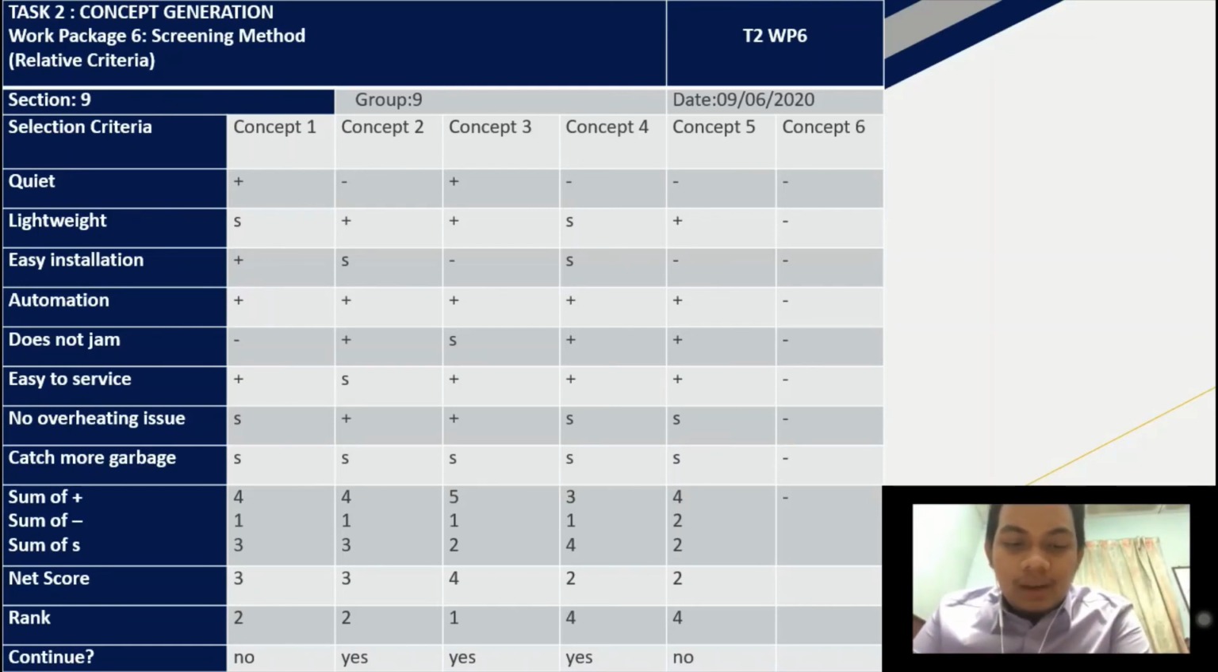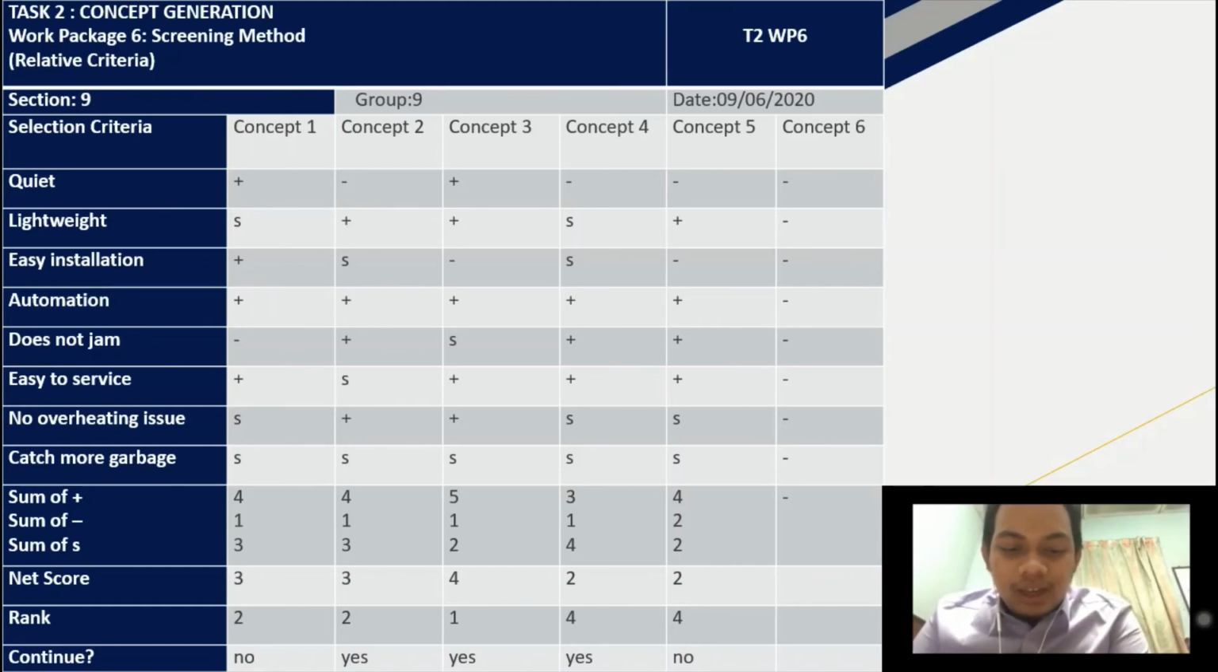And last, for the criteria does not jam, we see that concept 1 is negative, concept 2 is S, concept 3 is positive, and concept 4 is positive, and also concept 5 is positive. For not overheating issue, concept 1, concept 4 and concept 5 are S, but concept 2 and 3 are positive. For catch more garbage, all of concepts 1, 2, 3, 4 and 5 are positive S.